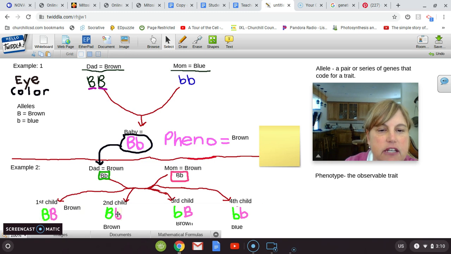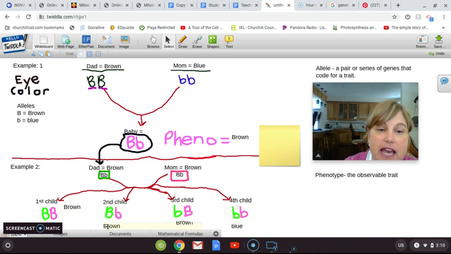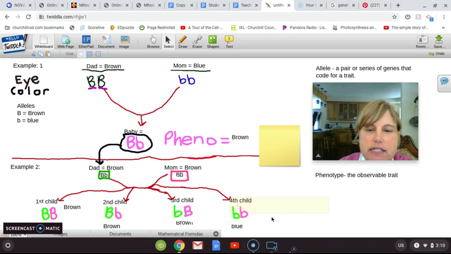The second child is going to have brown eyes because it has the capital, or the dominant, allele of brown, even though it's carrying a blue-eyed allele. It's going to be a carrier. The third child will have brown eyes because it has a capital B, a dominant gene for brown eyes, but it'll also be a carrier. Finally, the fourth child doesn't have a capital B, so the recessive gene, blue eyes, finally gets to show.